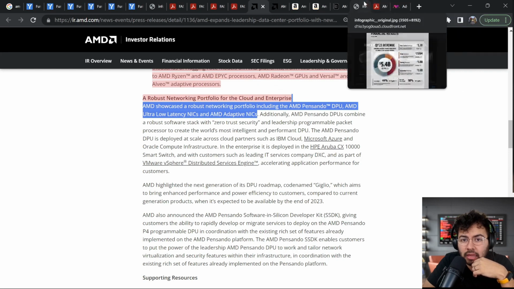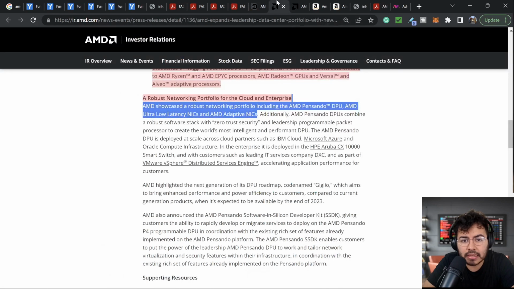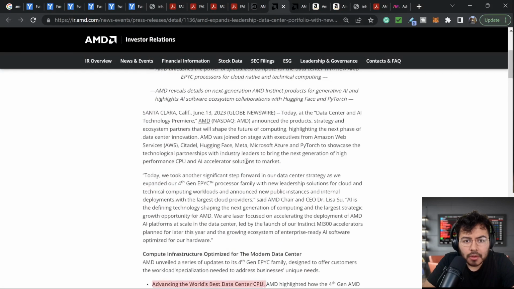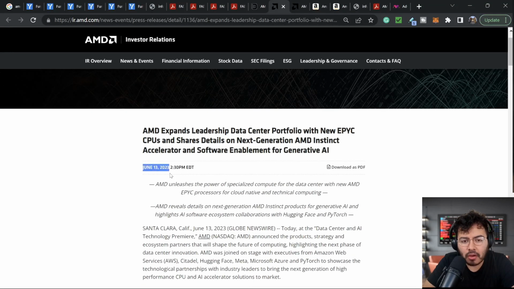I did have a slide here talking about AMD's global server CPU market share, which tops 25%. And I think this is insane. So now a quarter of the global server CPUs are AMD products. This showcases how strong their technology is and how they're outperforming at least the big players like Intel.